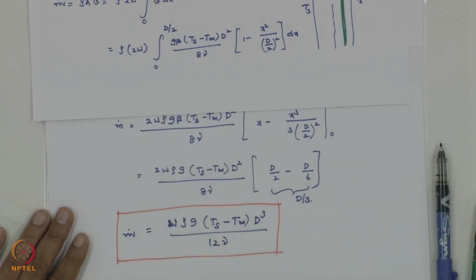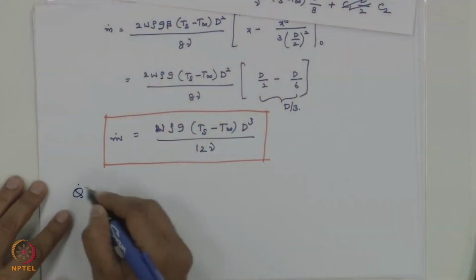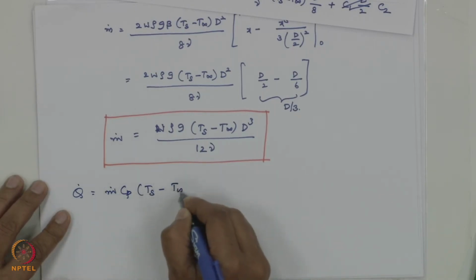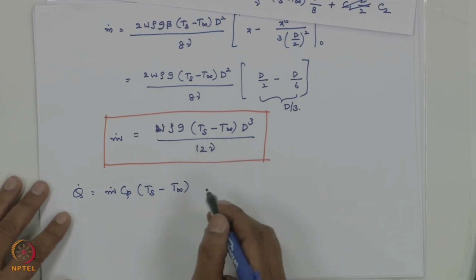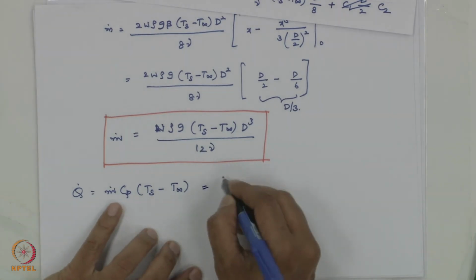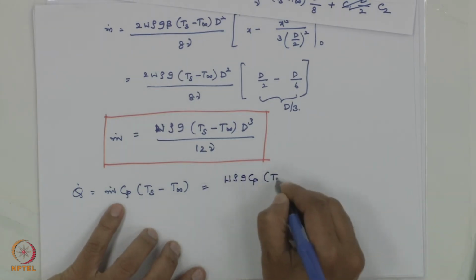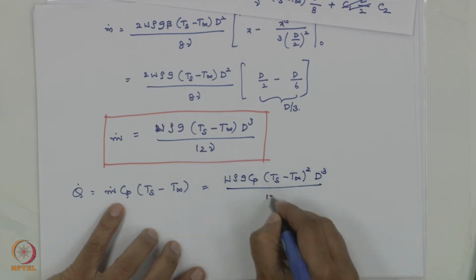Now the next thing to work out is the heat transfer rate, which is our objective. So the heat transfer rate q dot is equal to m dot Cp Ts minus T infinity. Already we have found m dot. All that I need to do is just substitute that. So I get q dot is equal to w rho g beta Cp Ts minus T infinity whole squared d cube upon 12 nu.